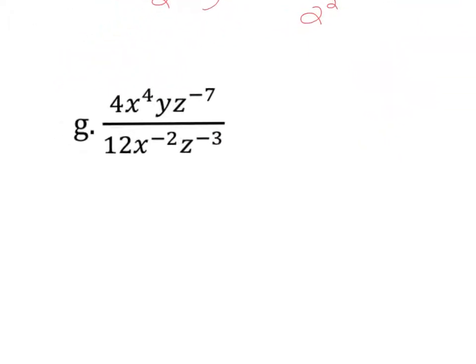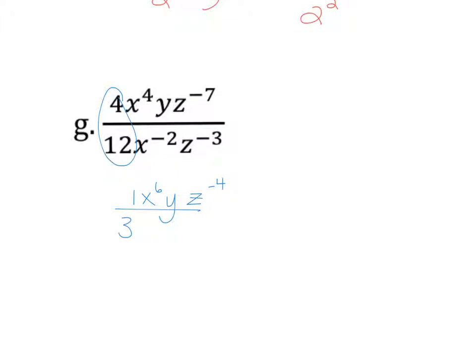Okay, G. Let's start by simplifying our coefficients. 4 divided by 12 is 1/3. Remember, we're subtracting when they're on different floors, so 4 minus -2 is 6. That y is positive up top, so I'm just going to leave it alone. There's nothing to combine it with. -7 minus -3 is -4.